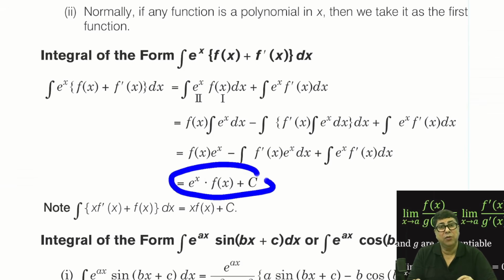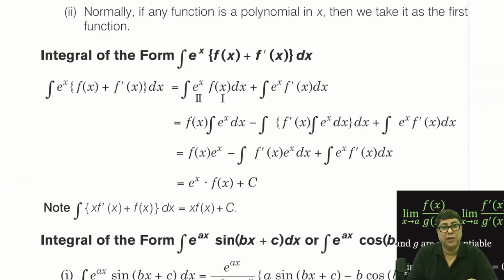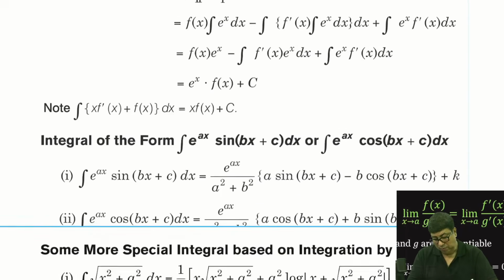Directly, whenever e to the power x is multiplied with fx plus f dash x, where f can be an algebraic function, a log function, or a trigonometric function, we generally have to apply this type of formula. This formula is very important.